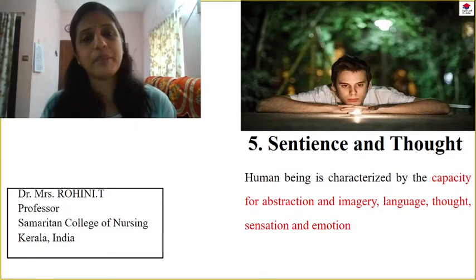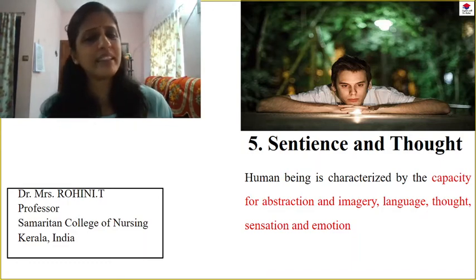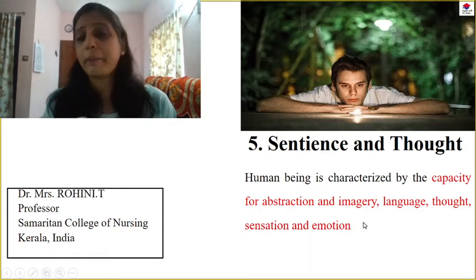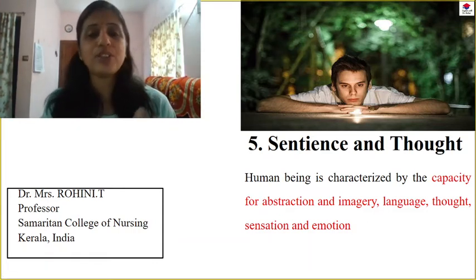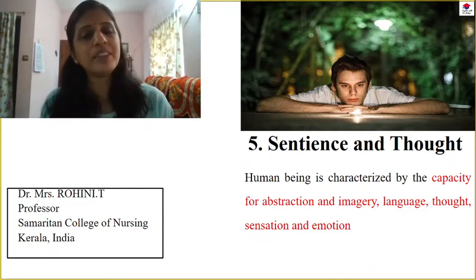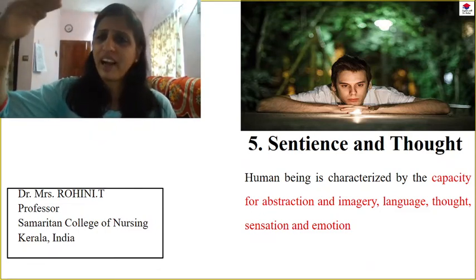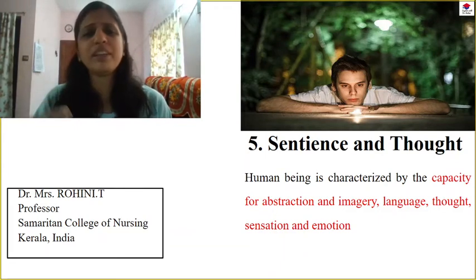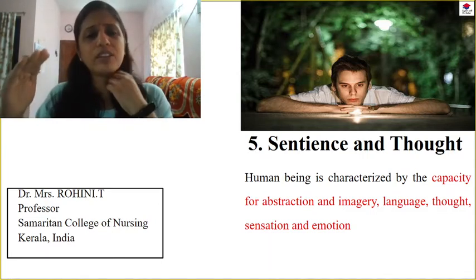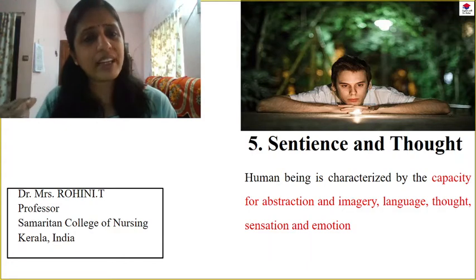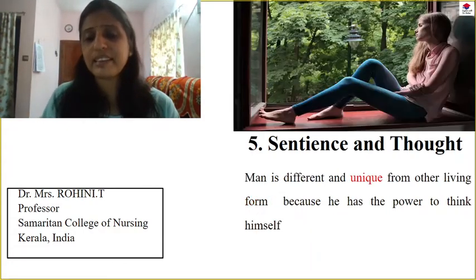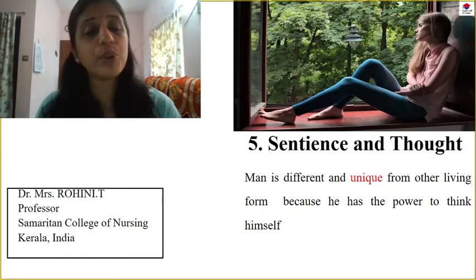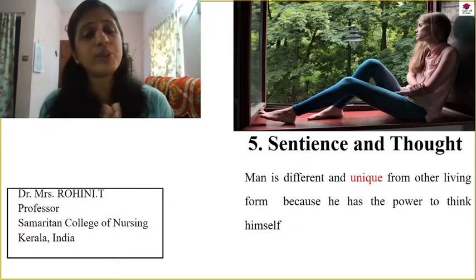The last assumption: sentience and thought. What do you mean by sentience and thought? This human being has the capacity for abstraction, capacity for imagery, language, thought, sensation, and emotion, which means she's placing the patient or human being at a very high level. In fact, she's placing you and me at a very high level. She believes that this human being is capable of everything. This patient or this person has the ability for abstraction, imagery, thought, sensation, emotion. And we are all unique from other living forms because we have the power to think ourselves. Okay, he has the power to think himself.